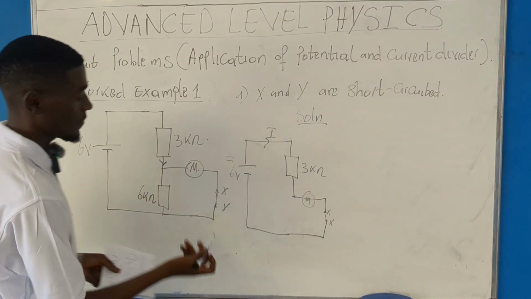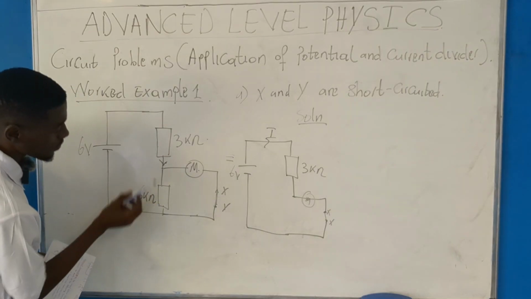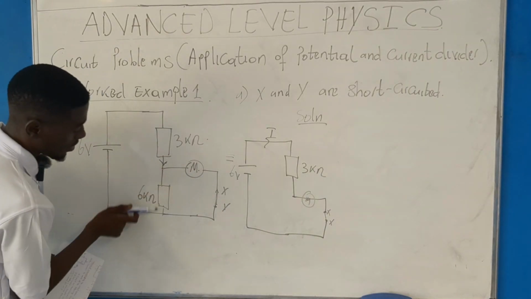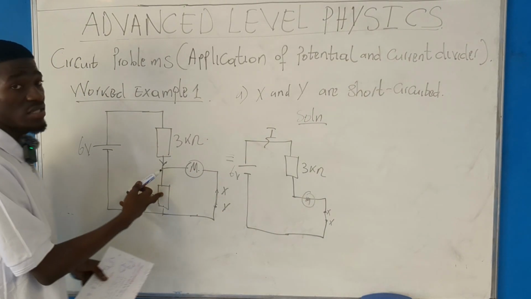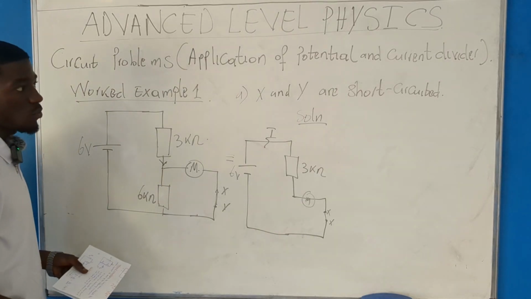Equivalent circuit we are having after short-circuiting this portion. Why? Because when you are short-circuiting this portion, the current is not flowing here. No current is flowing here. It means that this component is useless. The voltage drop across it is 0. Therefore, I can remove it.